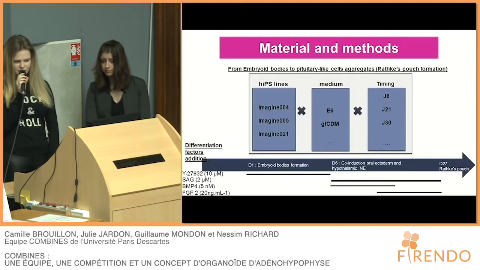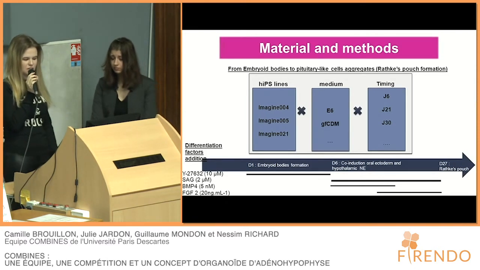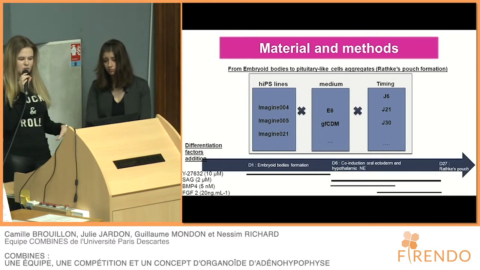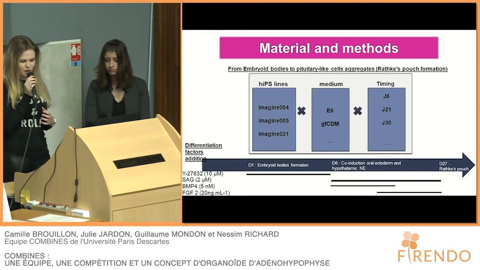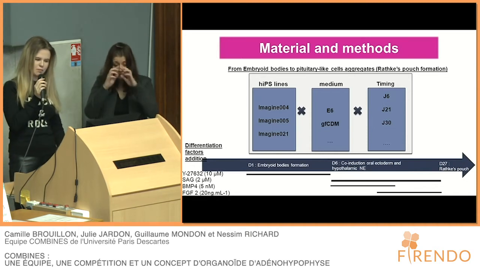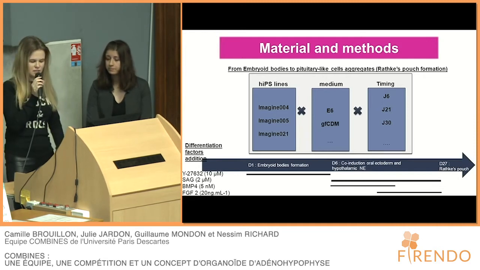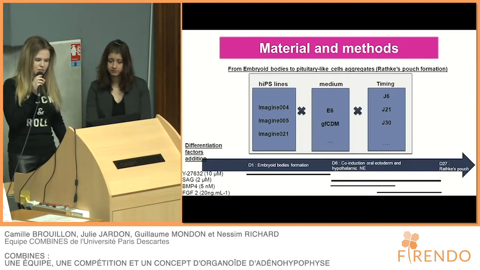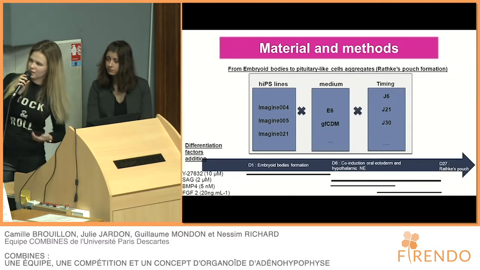We first tested two different media, the E6 and the GFCDM, because we didn't know which one was more likely to produce the organoids. And we tested those media on 3 different IPS lines coming from patients from Imagine Institute. The different factors that we used to create the adenohypophysis were the 4 that you can see there.